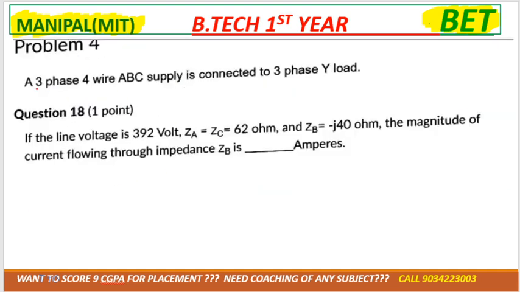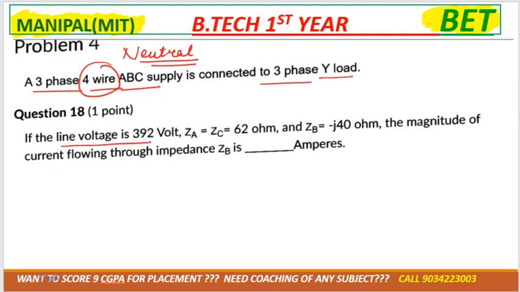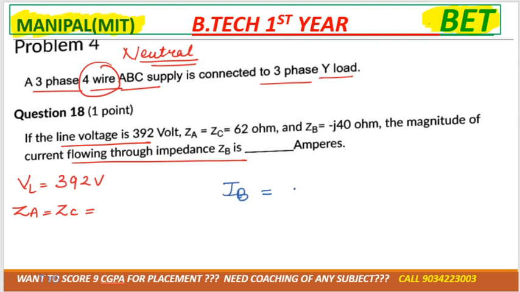See, in this case they said 3-phase 4-wire. Why did they say 4-wire? Because in a star connection, one wire is the extra wire, that is the neutral. ABC supplies are given, and it is a star unbalanced case. Now they said the line voltage is 392 volt, and ZA, ZB and ZC values are given. The magnitude of the current flowing through ZB is asked, so basically we need to calculate IB, right?